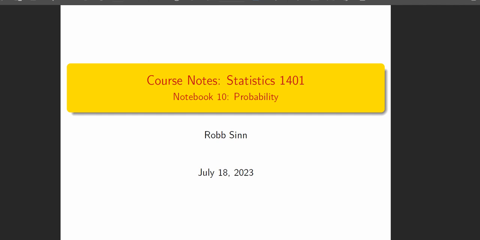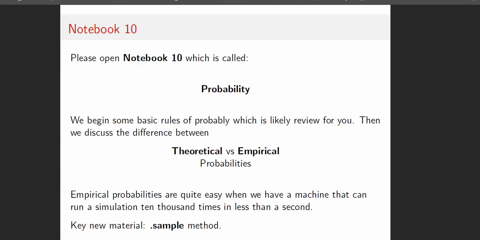Hey everybody, today we're going to talk about probability. Why? Because we're launching into a new section of statistics called hypothesis testing. And our hypothesis tests, these scientific tests that let us know whether or not there's a difference between different groups, these scientific analyses require probability. Okay, so that's why we're taking a look at this. All right. And so we're looking at notebook 10, which is called probability.